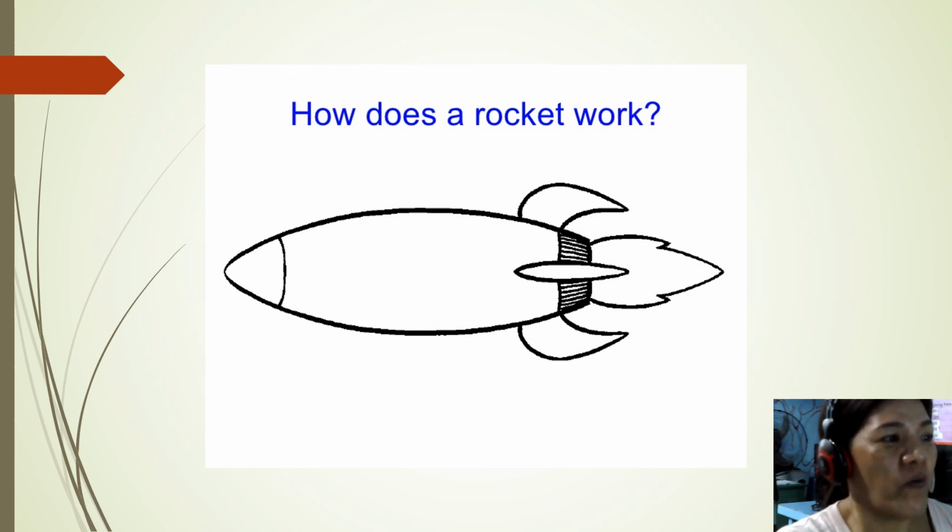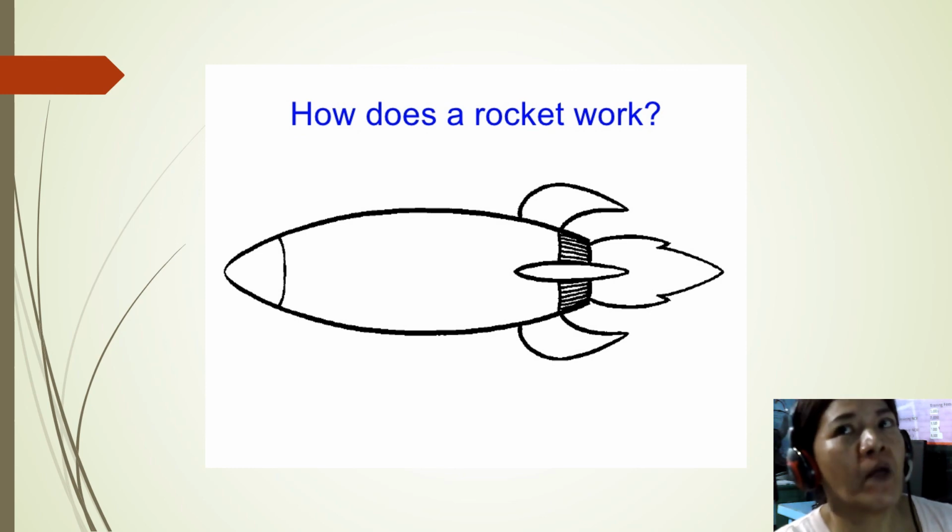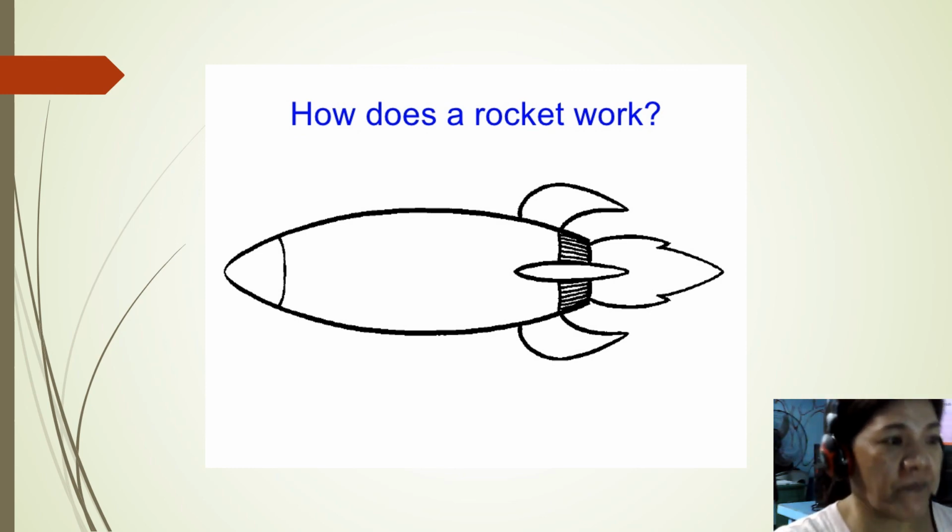Class, I hope it is clear now that in the law of interaction, there are two forces involved, which are the action and the reaction forces. So that is how a rocket works.